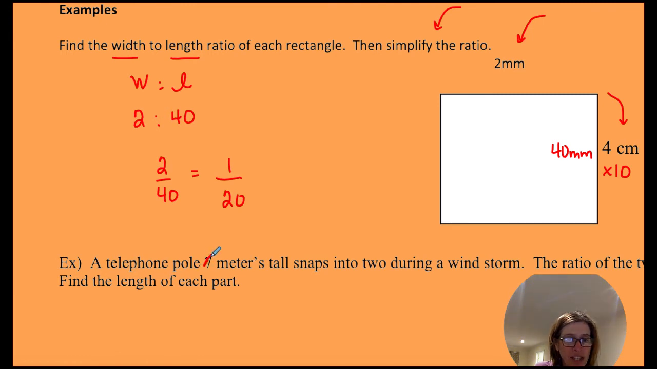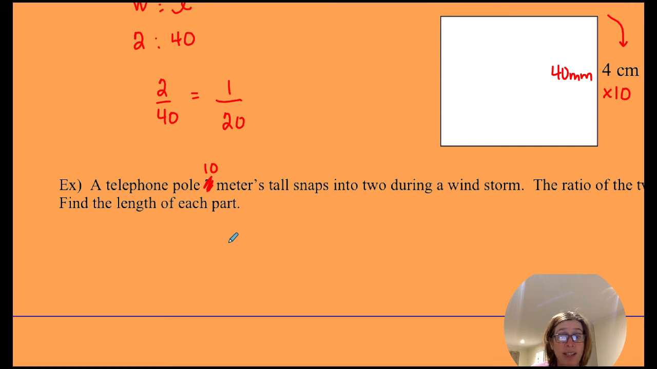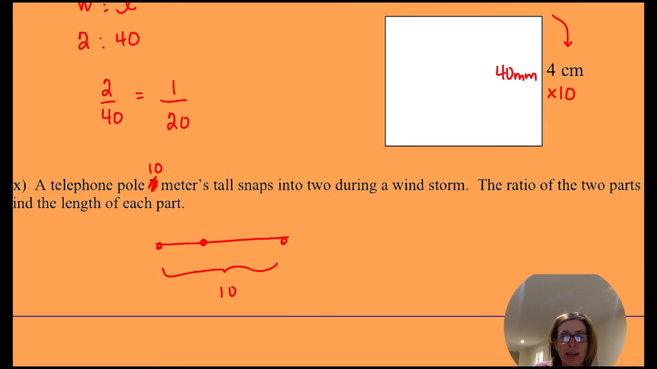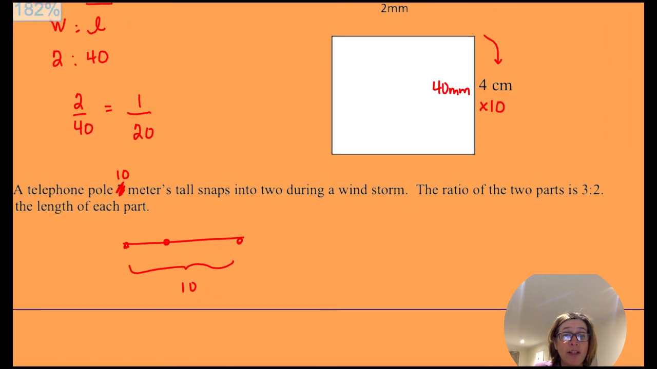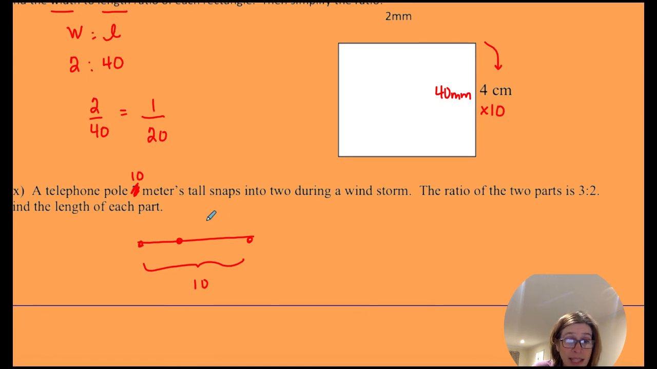A telephone pole. I'd like you to change the 7 to a 10. A telephone pole 10 meters tall snaps into 2 during a windstorm. So here I have this figure. It's 10 meters long. It snaps in 2. And it says that the ratio of the two parts is 3 to 2. So we know that this is a ratio of 3 and this is a ratio of 2. It doesn't mean it is 3 and is 2. It's in a ratio of 3 to 2.